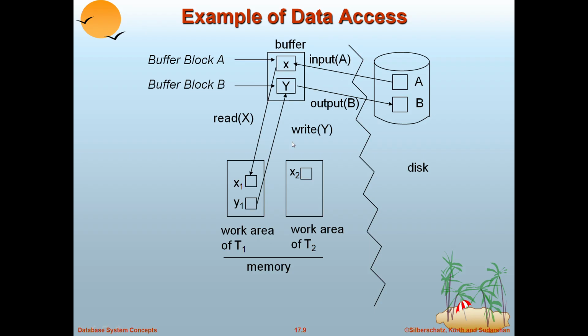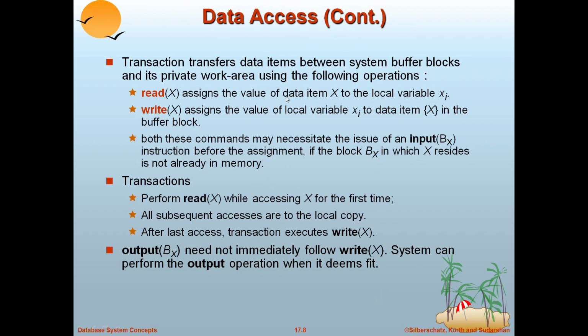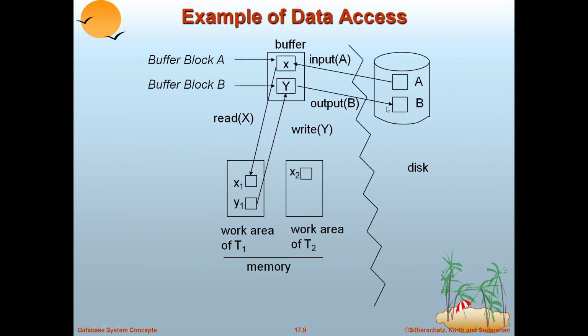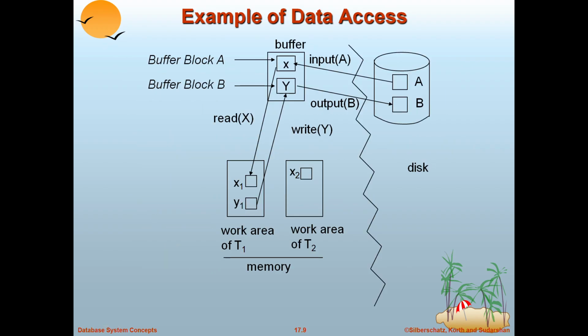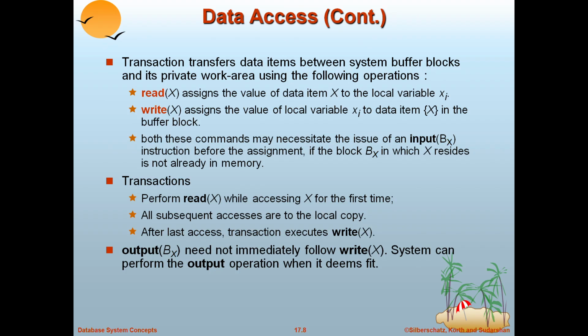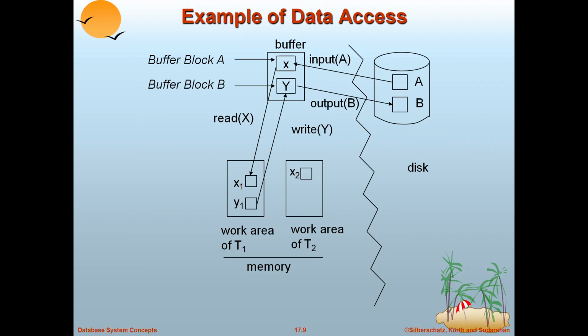Read of X, as I told, assigns the value of data item X to the local variable Xi. So whatever value is available in X, that is assigned to Xi. This is a read operation. Similarly, the write operation assigns the value of local variable Xi to data item X in the buffer block. It is the reverse. So that's what is done here. That is a write operation.